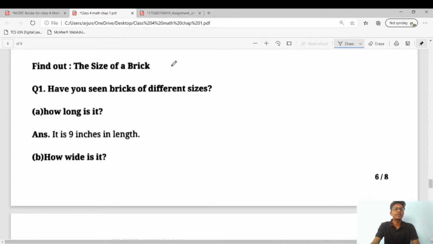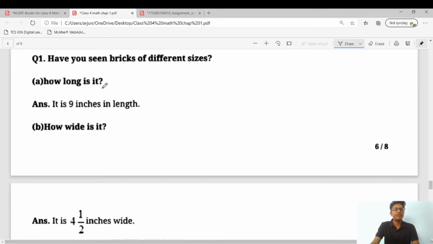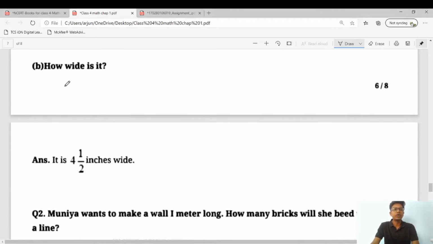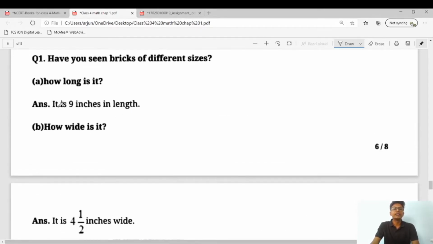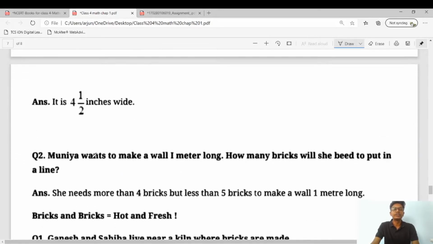The size of a brick. Have you seen bricks of different sizes? Okay, so A. How long is it? It is 9 inches in length. How wide is it? It is 4.5 inches wide. When you measure a brick, you will see that it is 9 inches long and 4.5 inches wide.